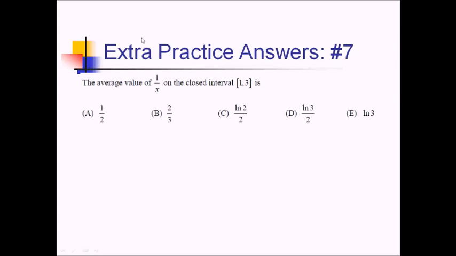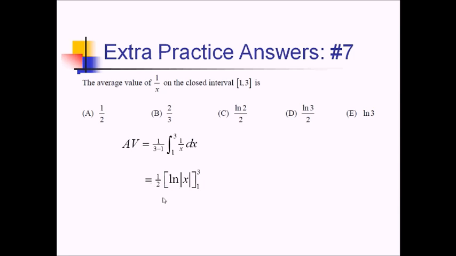For this problem, they want the average value of 1 over x on the interval from 1 to 3. So average value, that's 1 over b minus a, so 1 over 3 minus 1, times the integral from 1 to 3 of 1 over x dx. So that's 1/2 times the antiderivative of 1 over x, which is ln of absolute value of x, evaluated from 1 to 3. Now here you actually don't need the absolute value since you know you're only going to be plugging in positive numbers, but it doesn't hurt to leave it in temporarily.